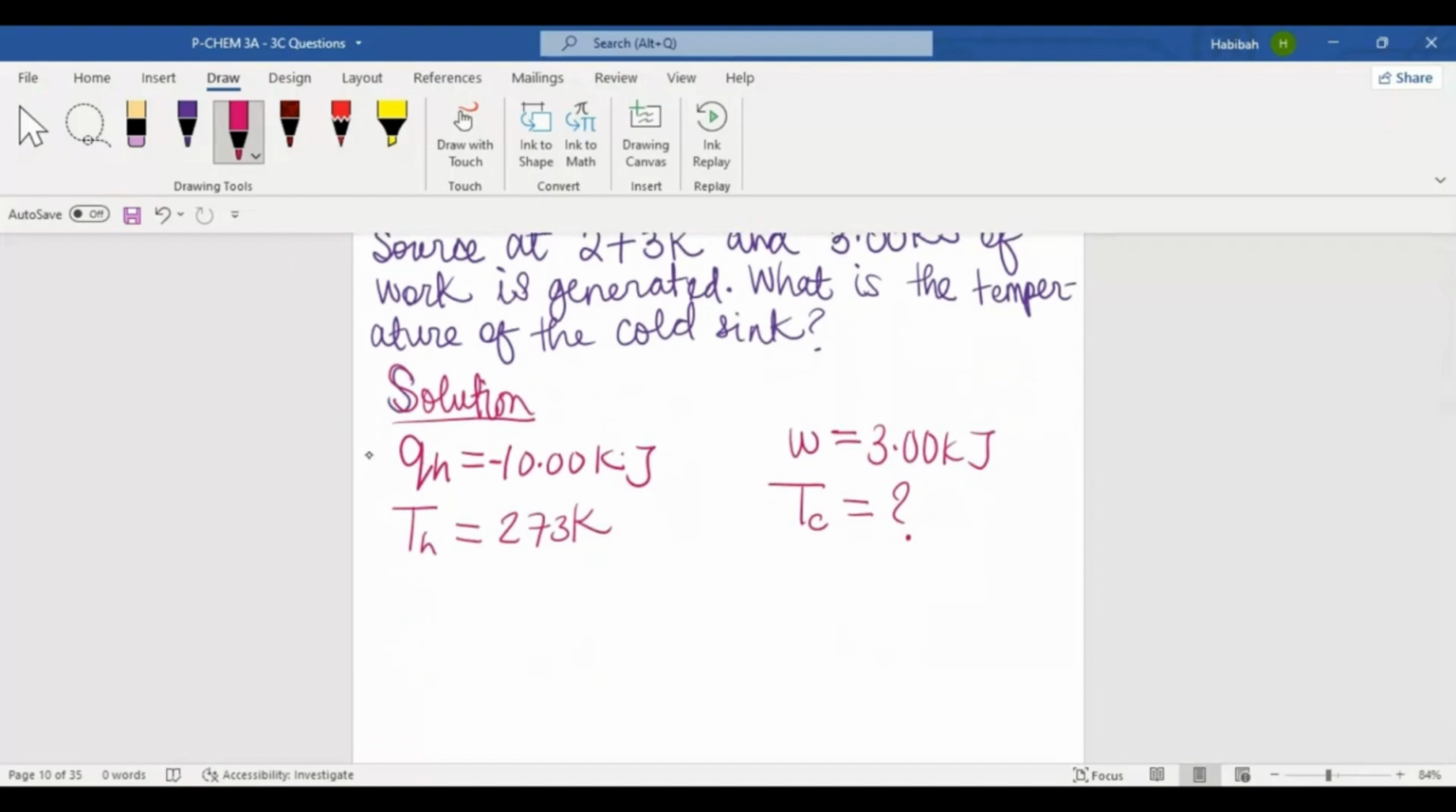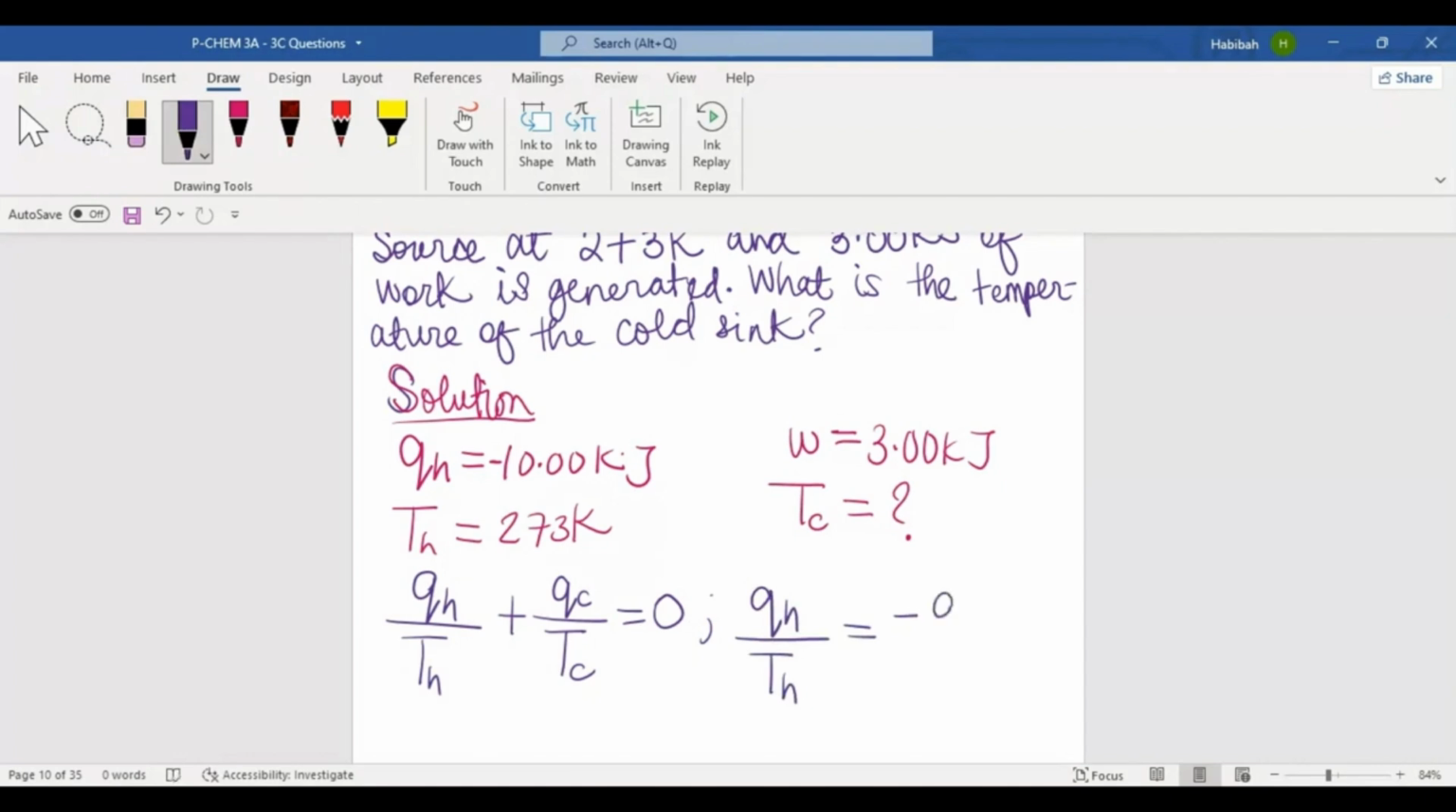Now, before we do anything, it's important for you to know that this is the formula we're supposed to use: the heat of the hot source divided by the temperature of the hot source plus the heat of the cold sink divided by the temperature of the cold sink equals 0. Rewriting this formula, we can have it as the heat of the hot source divided by the temperature of the hot source equal to negative the heat of the cold sink divided by the temperature of the cold sink.